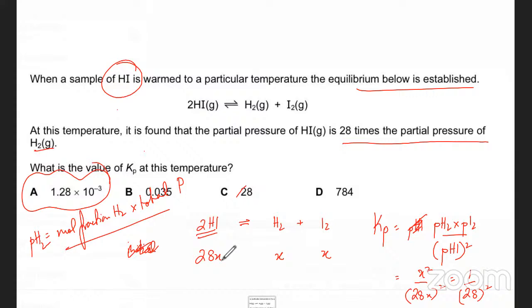So I'm not doing all the background stuff because I've just taken the partial pressure as X. That's it. And the partial pressure of HI is going to be 28 times that. And the partial pressure of H2 and I2 would be exactly the same because they would be produced in exactly the same amount. So this would exert the same pressure, this would exert the same pressure. So if this is X, this would also be X. Is that clear?